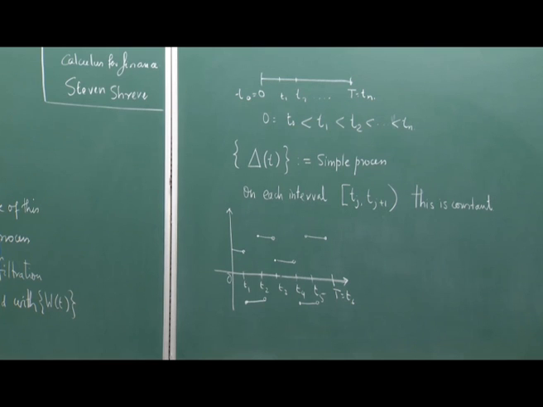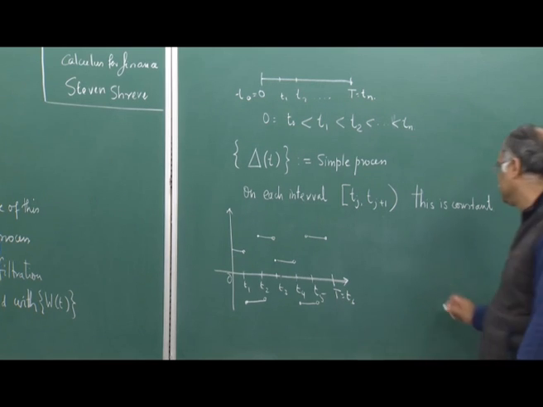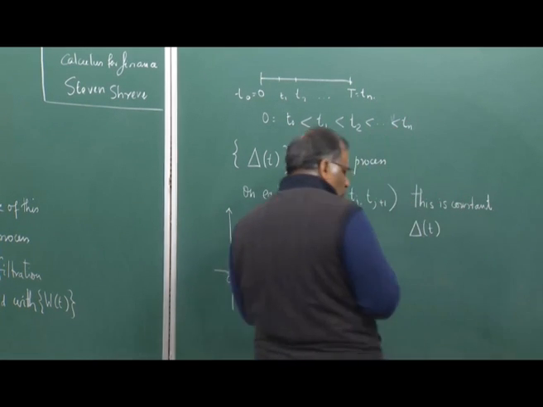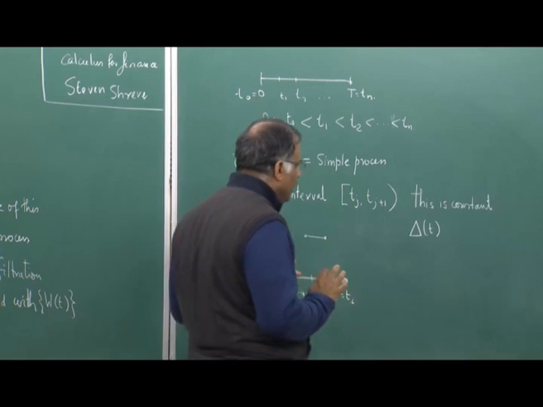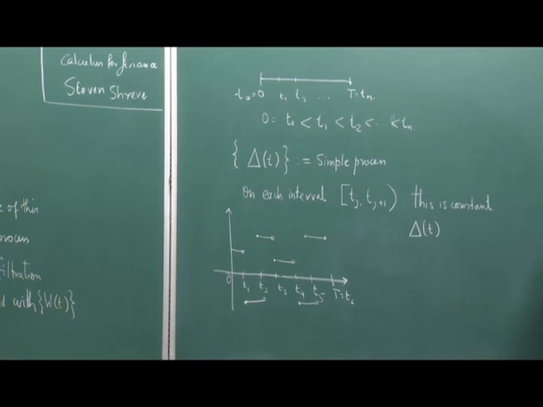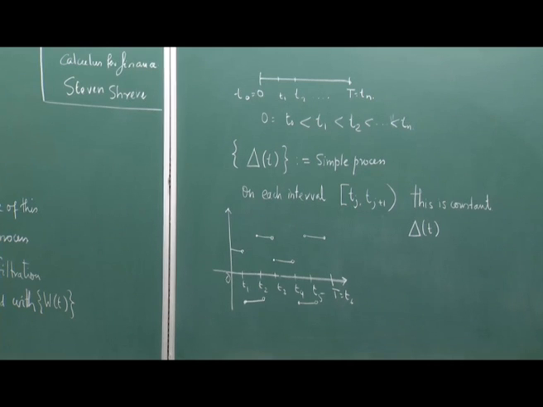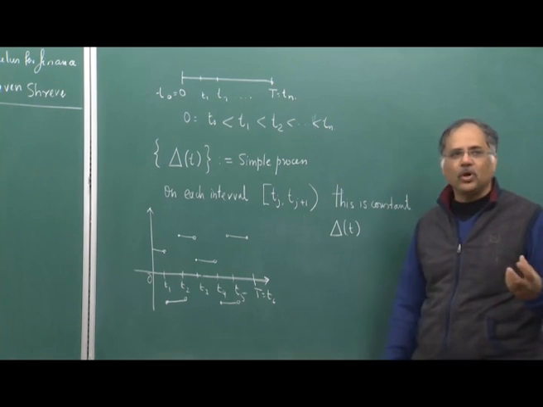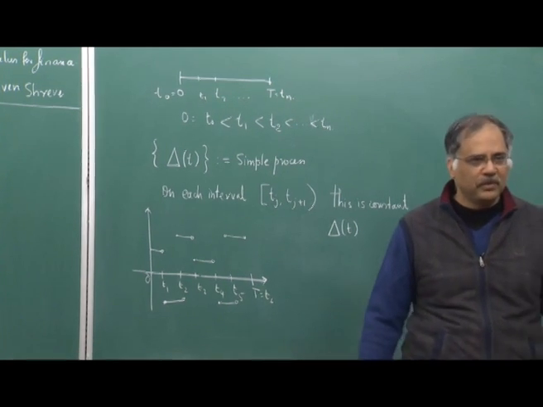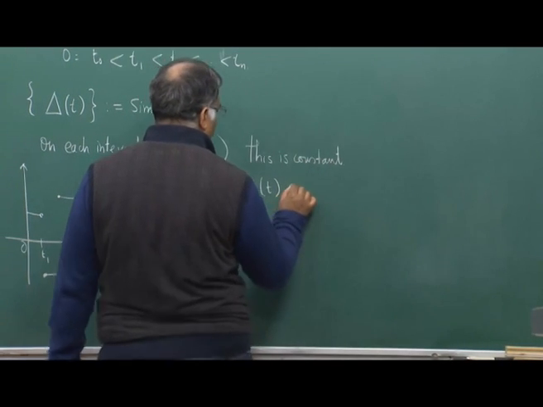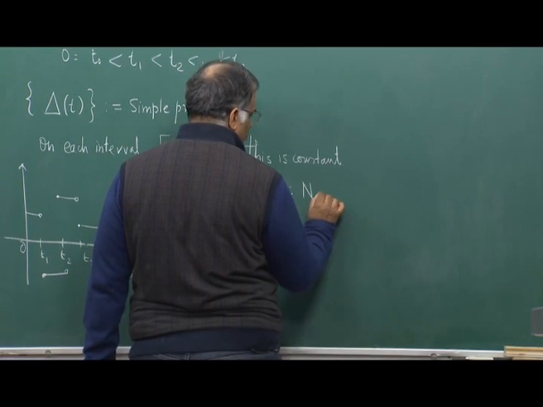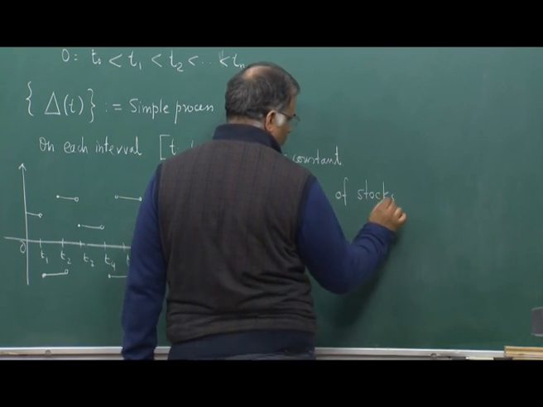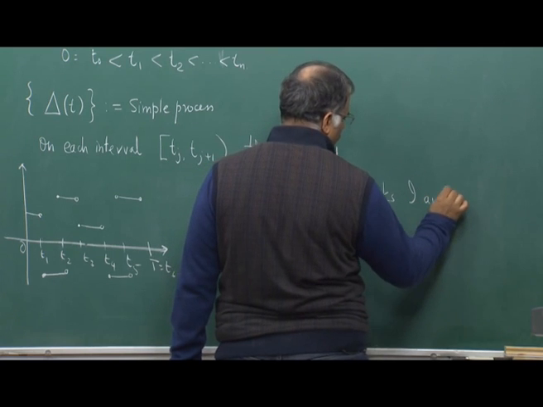Now, by delta t, let us work like a financial guy. Let us think delta t is the position I am taking in an asset at time t, like a stock. So, delta t is the number of stocks I am holding at time t of some company, for example.